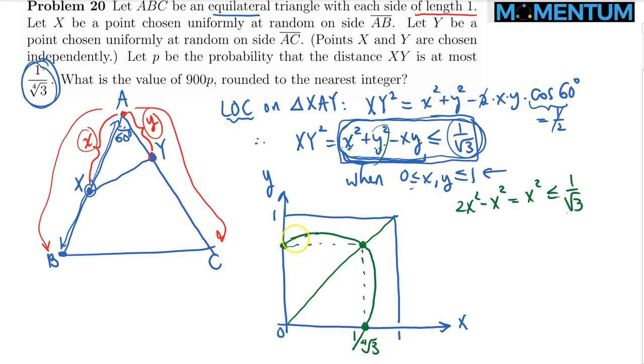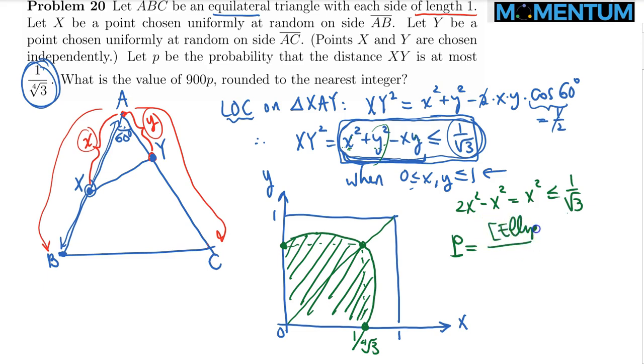So the desired probability is the ratio of the areas, right? So the area inside the ellipse within this square divided by the area of the square, but the area of the square is just 1. So therefore the desired probability is the area of the ellipse divided by the area of the unit square. But the square has an area of 1 anyways, so therefore the ellipse. So what is the area of this ellipse? But an ellipse is not a regular shape, right? So how do you find the area inside the ellipse?